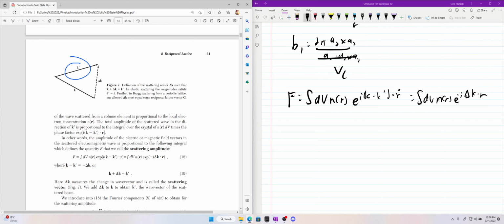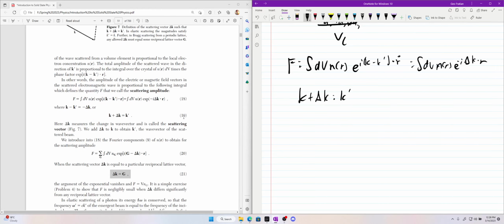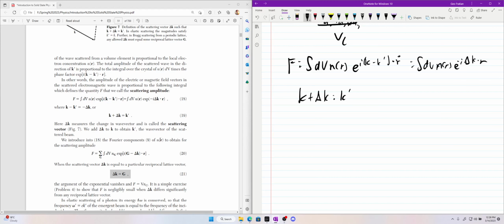So we can say k plus delta k equals k prime, where delta k measures the change in wave vector and is called the scattering wave vector, because k was changed by delta k and got k prime. So we can introduce into equation 18 the Fourier components of n of r from equation 9 to get the scattering amplitude. So we have F equals the sum over G, integral dV n of G e to the i (G minus delta k) dot r.